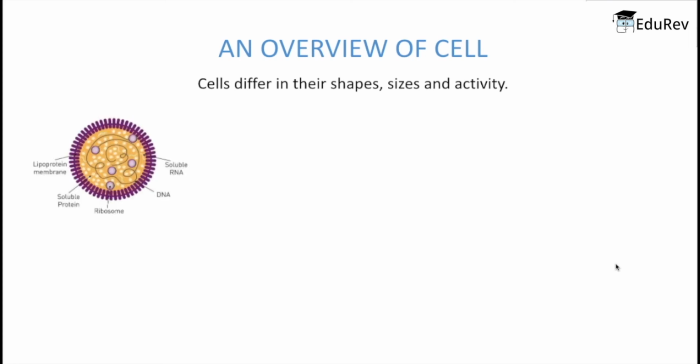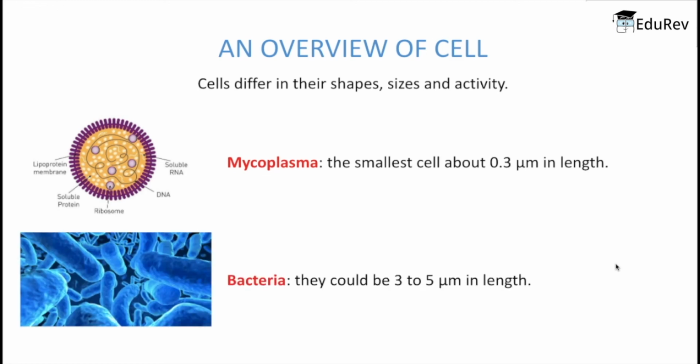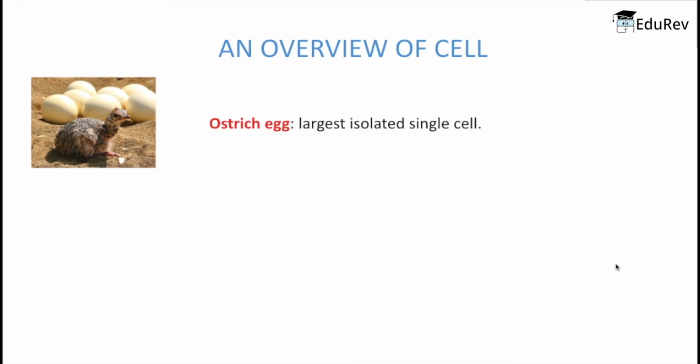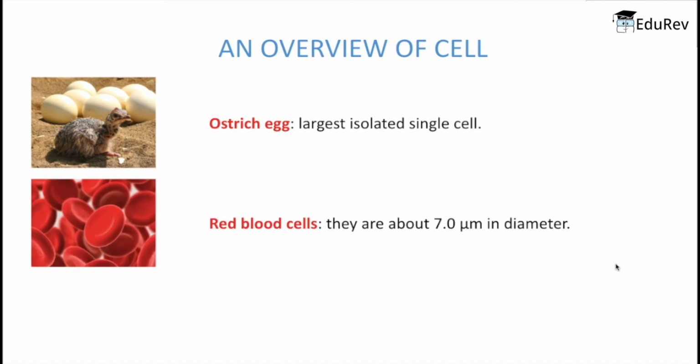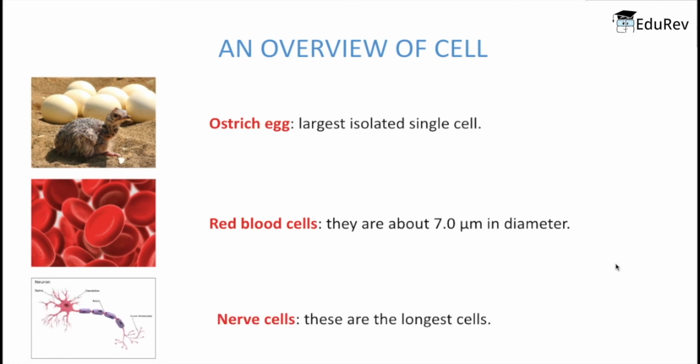For example, mycoplasma is the smallest cell, about 0.3 micrometer in length, whereas bacteria could be around 3 to 5 micrometer in length. The ostrich egg is considered the largest isolated single cell, whereas RBCs are about 7.0 micrometer in diameter. And nerve cells are considered the longest cells present inside our body.